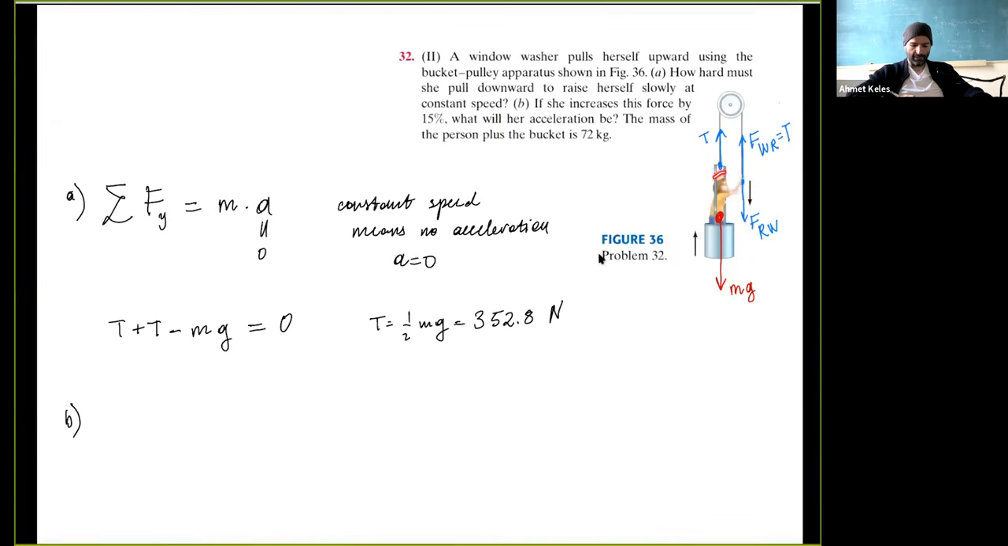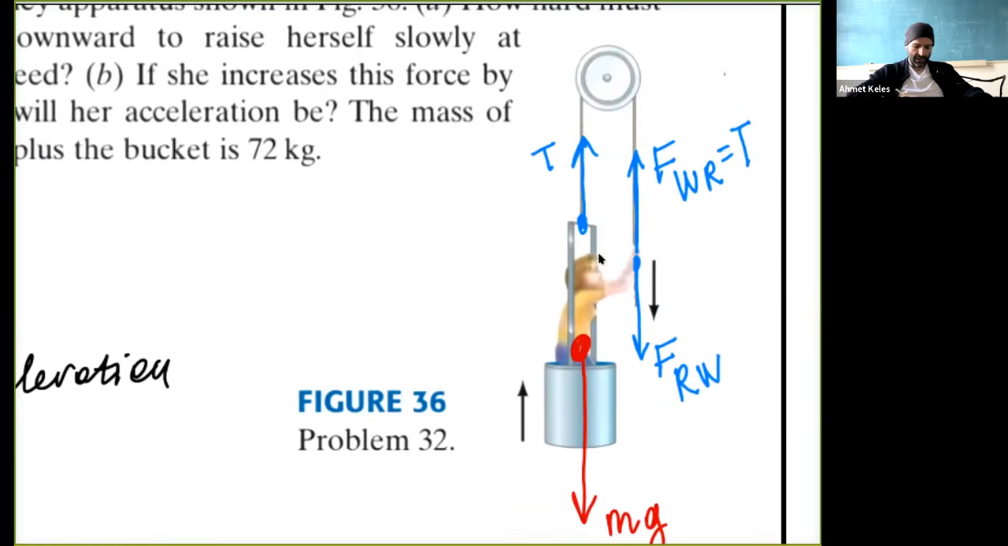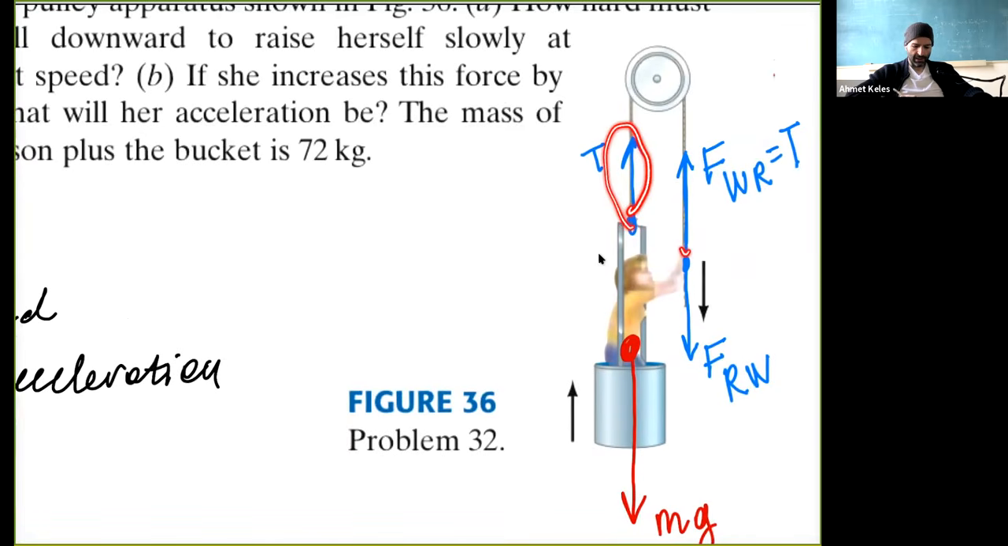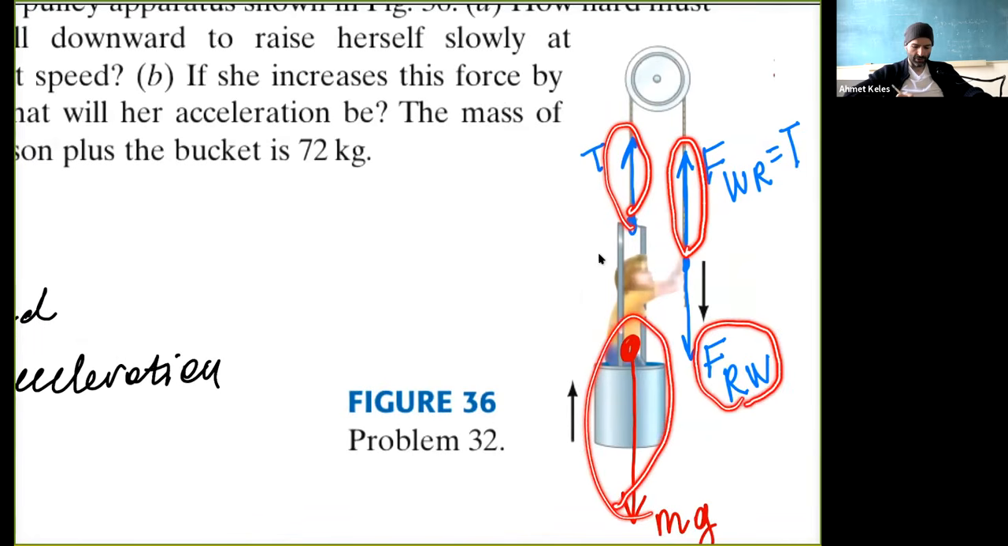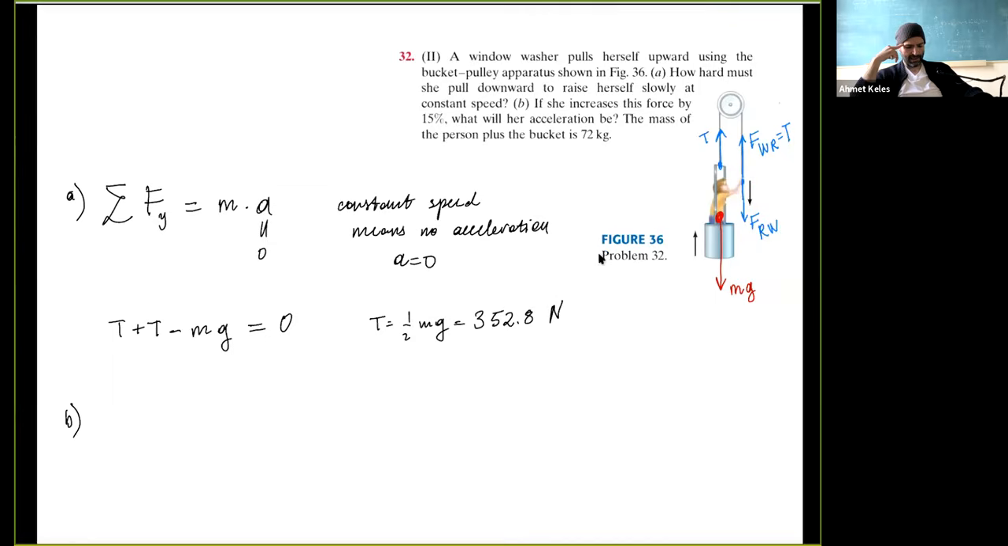And if I look, it is T here. Maybe I can zoom. T here, T on her hand, and mg down. And this force is acting on the rope, not on the woman. So I got rid of this. Maybe I can go ahead and solve part B, and then you can think about this a little bit further.